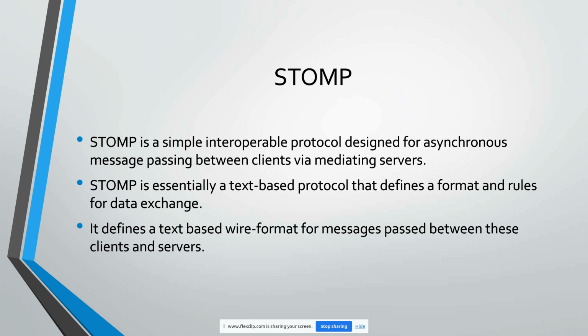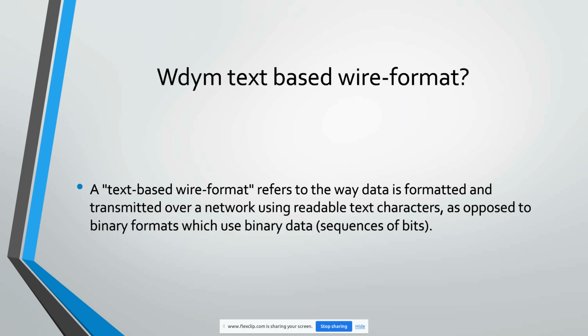Third, Stomp defines a text-based wire format for messages passed between clients and server. So what do you mean by text-based wire format? Text-based wire format refers to the way data is formatted and transmitted over the network using readable characters, as opposed to using binary data. But it can also use the binary format when transmitting over the network, which means it can use both kinds of characteristics.